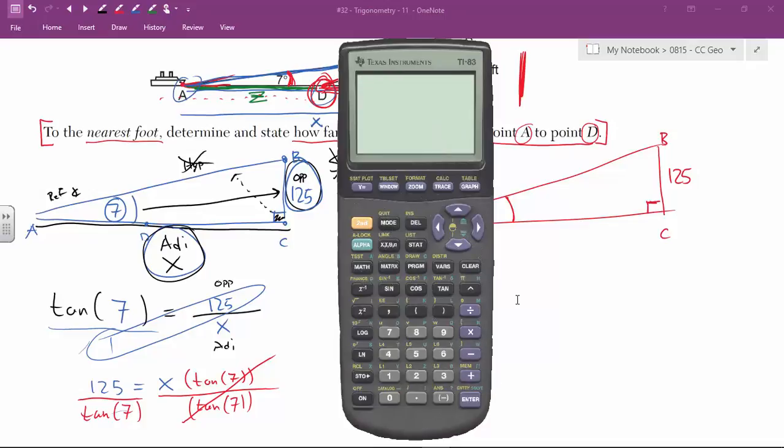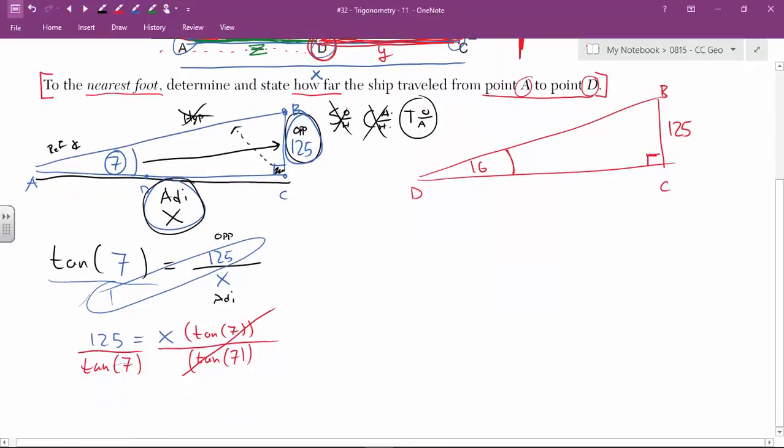So now I'm ready to do some trig. I'm ready to do what I have written on my scratch paper. 125 divided by the tangent of 7. And I'm going to get a value. And remember, they said to the nearest foot. So x is approximately, I'm rounding to the ones digit. There's a 0, so I just get rid of all the decimals. It's not 5 or higher. So it's 1018. So x is approximately 1018.